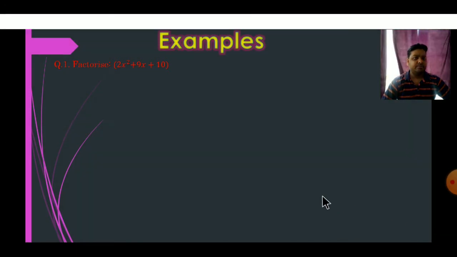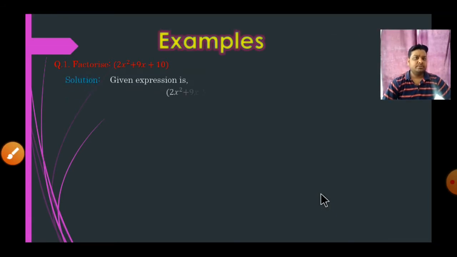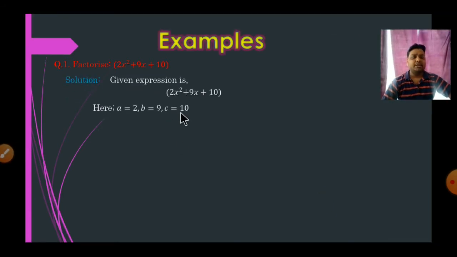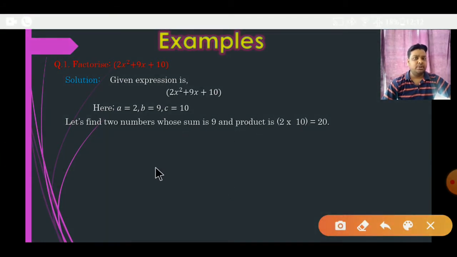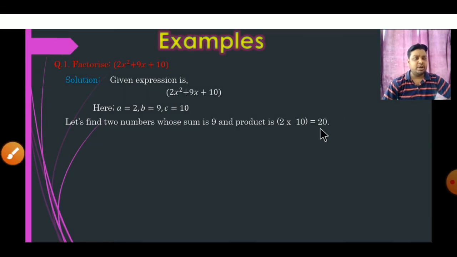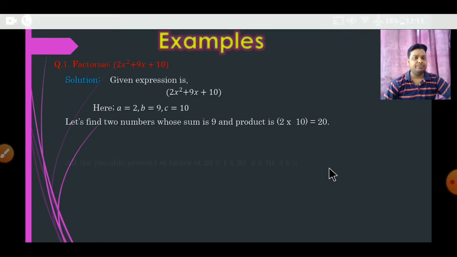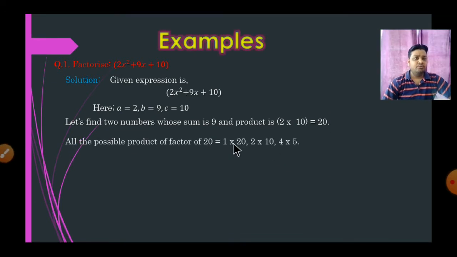Now let's find two numbers whose sum is 9, because it is already written in the steps that the sum will be the middle term b, and here b is 9. The product will be ac. Here a is 2 and c is 10, so 2 into 10 will be 20. We will repeat the previous process and find the factors of 20: 1 into 20, 2 into 10 and 4 into 5. These are all the possible factors.